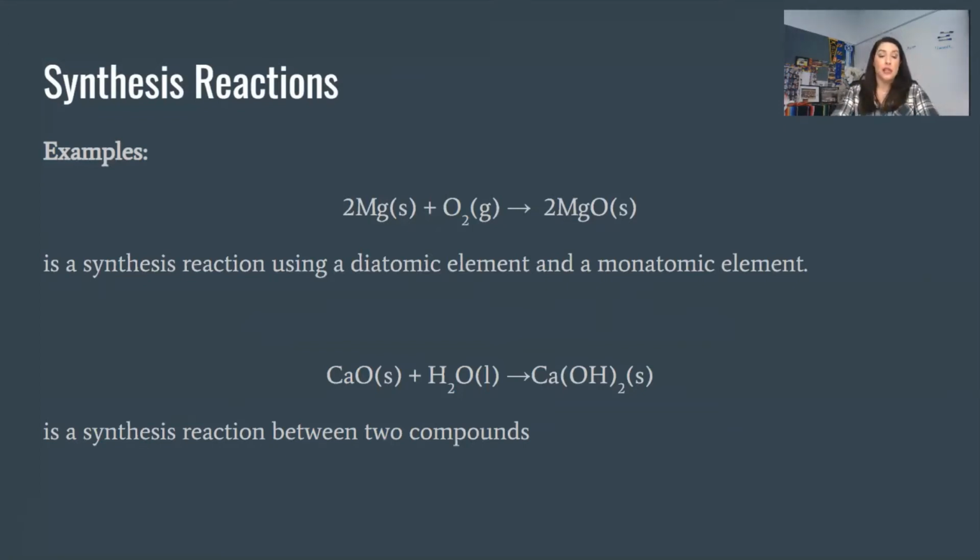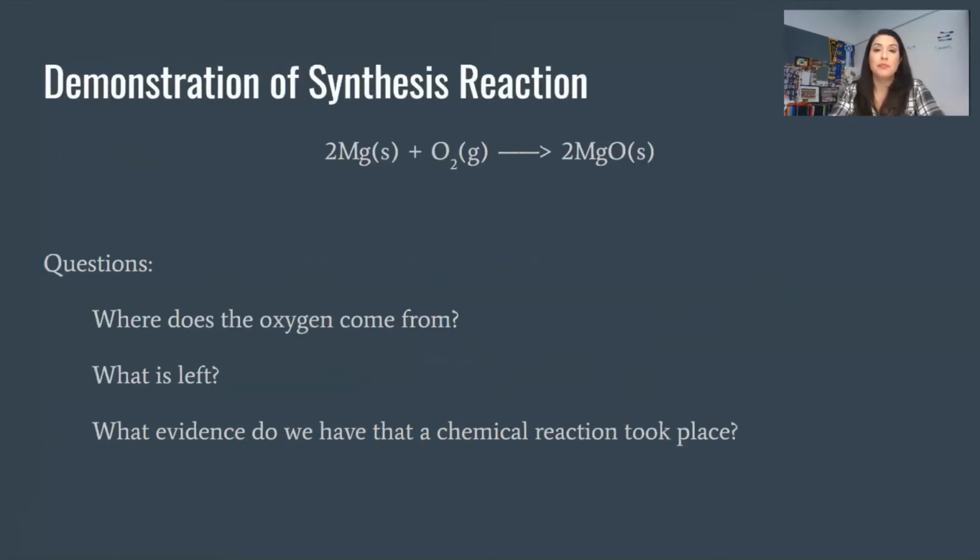Here's another example: calcium oxide, a compound made up of calcium and oxygen, is combined with liquid water, which is also a compound, 2 or more substances, and they come together to form calcium hydroxide, a slightly more complex molecule. So this is a synthesis reaction between 2 compounds.